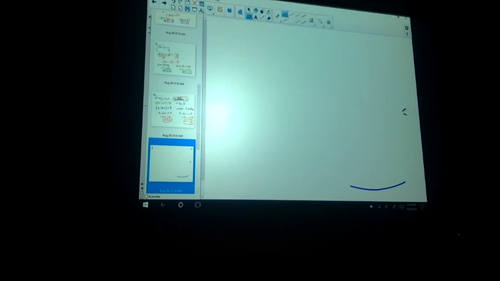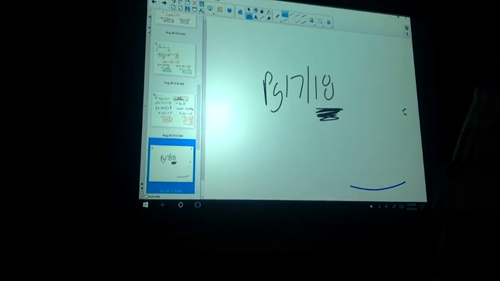All right, so your assignment is page 17 and 18. Once you get those done, you will note that something special is going on with page 18 because it's blank. Good. You guys are catching on. All right, as soon as you're done.